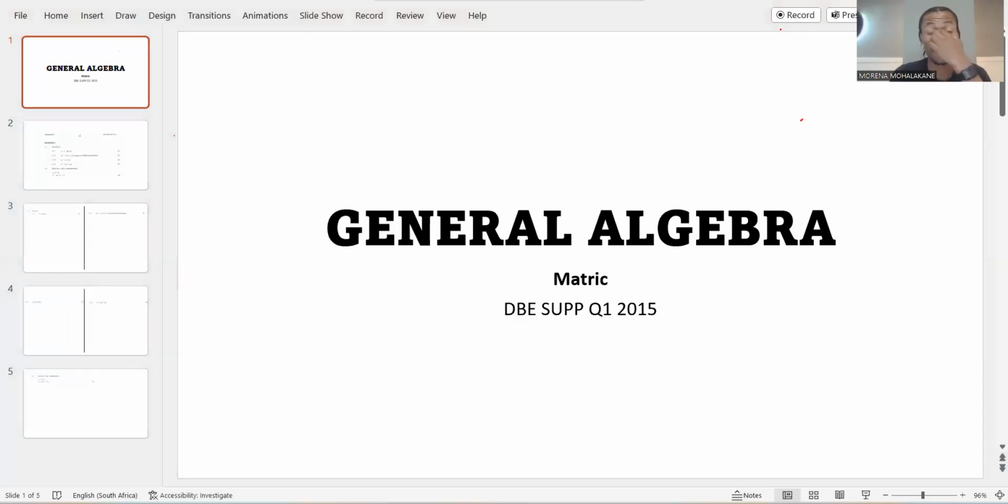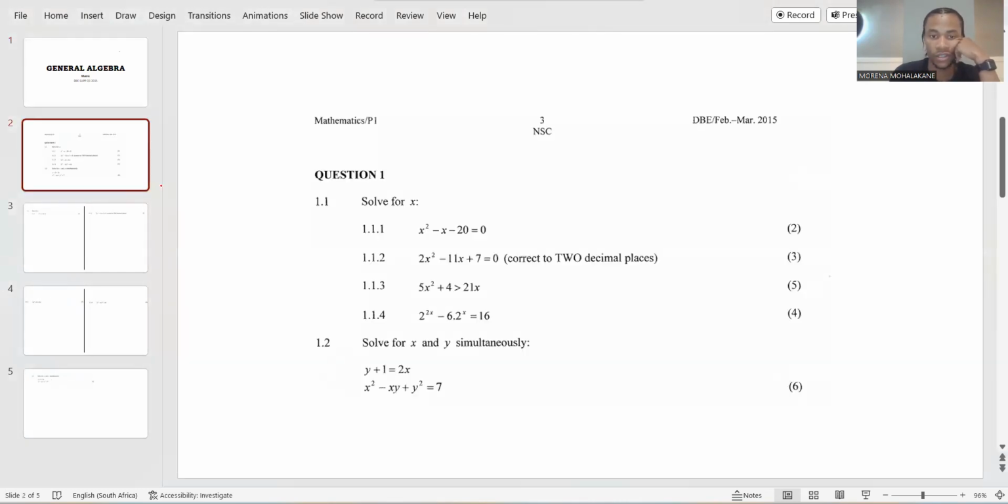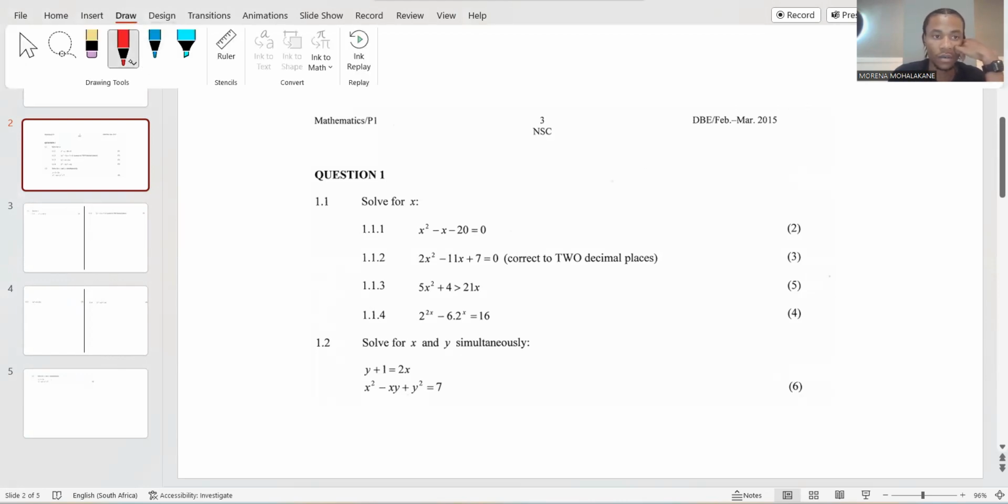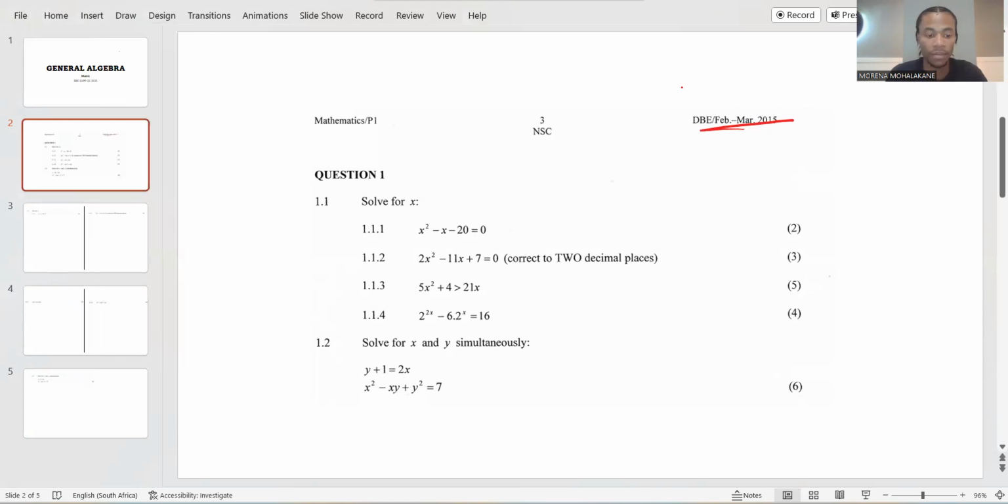Okay, we'll look at the one from 2015. These are general first questions. Remember tomorrow 9 a.m., you've got to be prepared. As you can see, this is from 2015. It's a supplementary paper, so you'll be looking at this first thing in the morning.